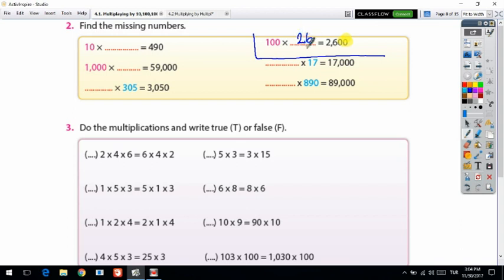Do the multiplications and write true or false. We know in multiplication, the numbers on the left and on the right are changeable. For example, 3 times 5, 5 times 3. For example, 2 times 4 times 6 and 6 times 4 times 2. Are they the same? Yes, you put true. Okay, now let's look at a different one. Is there any 25? No. Is there any 5 or any 4? No, so you put false. That's enough to understand. Now let's look at the next one.